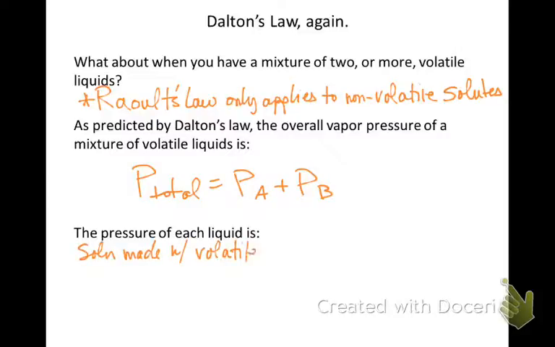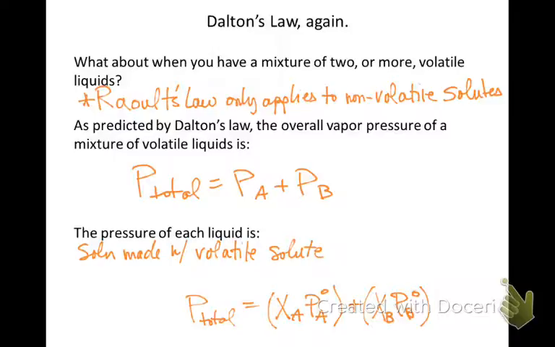So as predicted by Dalton's law, the overall pressure of a mixture of volatile liquids is going to be equal to the sum of the vapor pressures of each of the individual liquids. But it's not exactly, we need to treat it a little bit more carefully as we're mixing these liquids, because each one of them does not contribute its complete vapor pressure. They're scaled by their mole fraction.